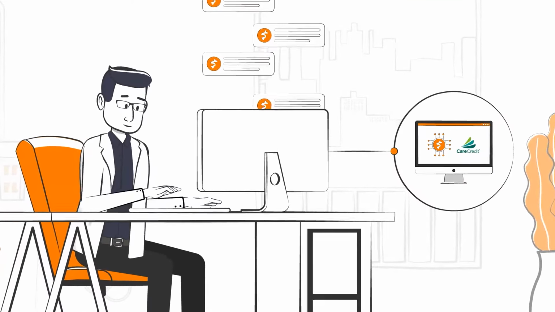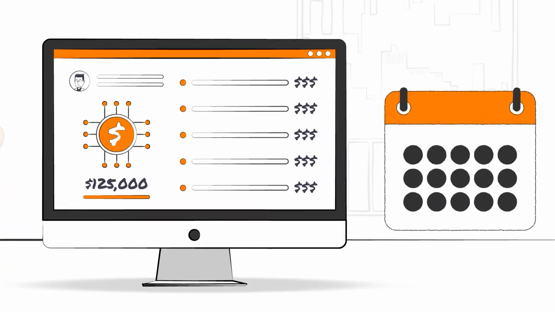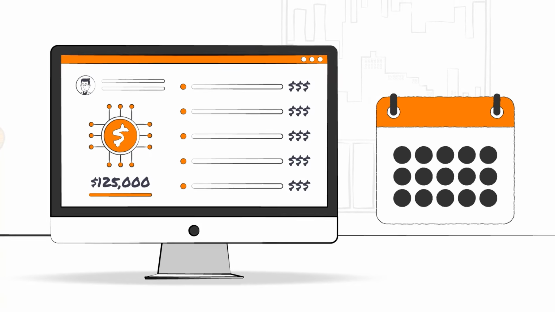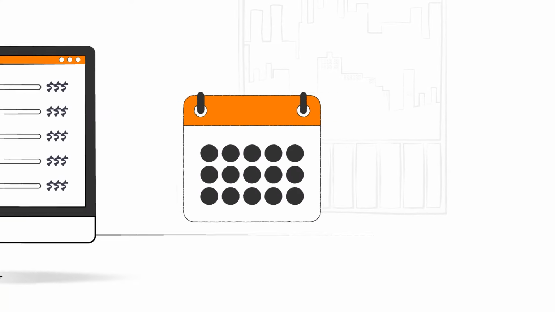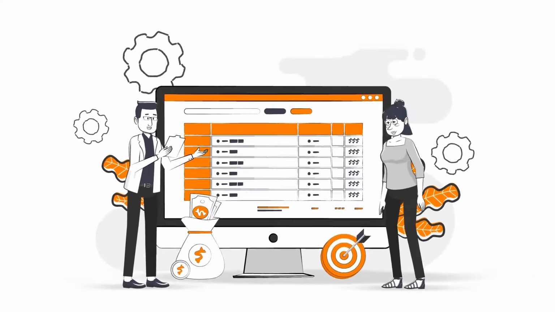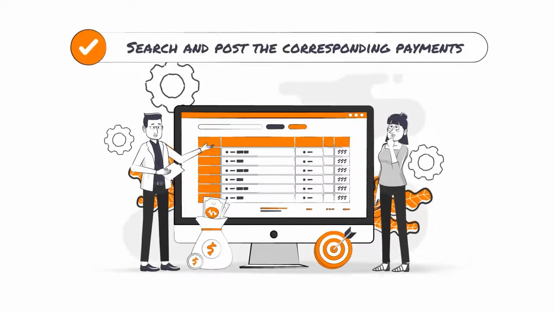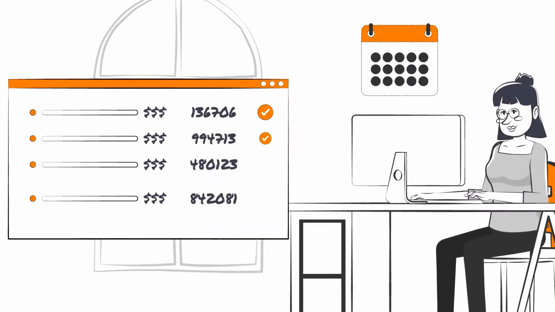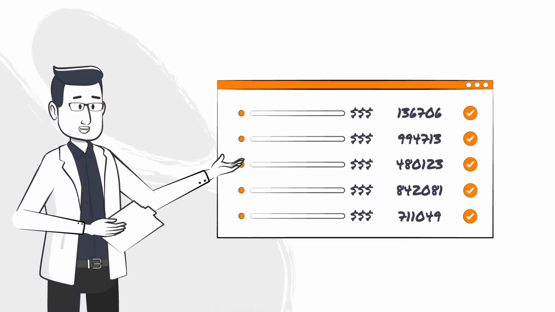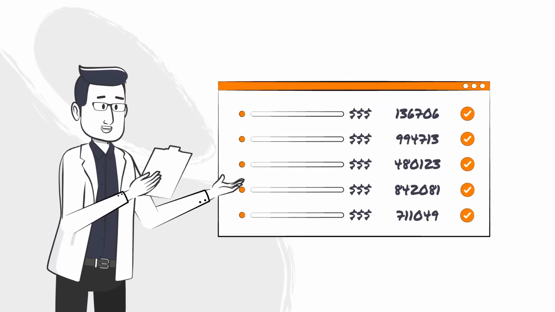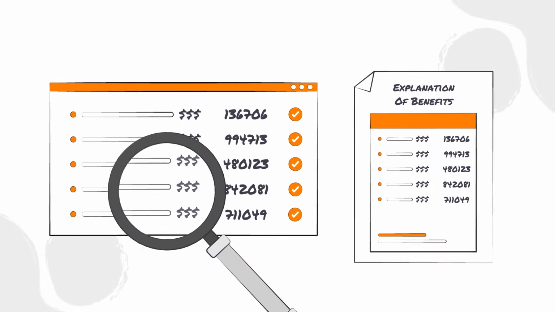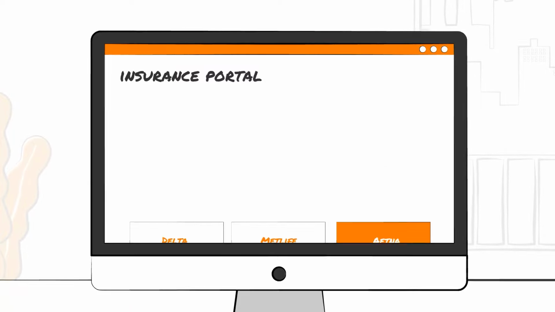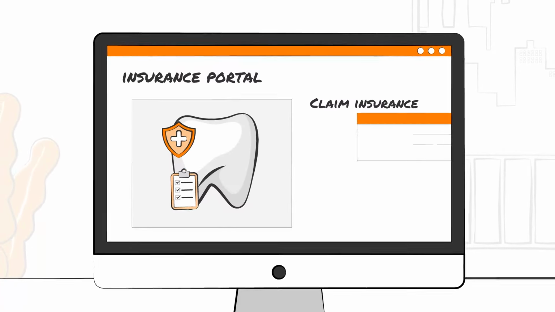For virtual payments, the best practice is to post them on the date they clear your bank. This means your office will need to regularly check the bank to see what deposits need to be posted for that day. Use the trace number from the bank deposit to search and post the corresponding payments. Treat these trace numbers as a checklist to ensure all payments are recorded for the day. For example, the bank's trace number for an electronic insurance payment will match the check number on the explanation of benefits.